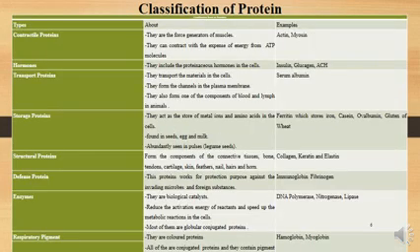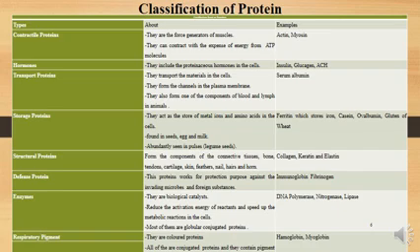We also have the classification based on function. We have, for example, the contractile proteins and the hormones. Now, let's talk about the contractile proteins. They are force generators of muscles. They can contract with the expense of energy from ATP molecules. Examples are actin and myosin.